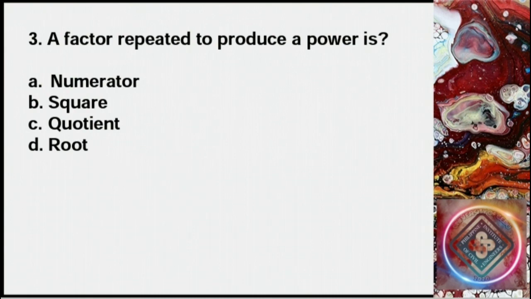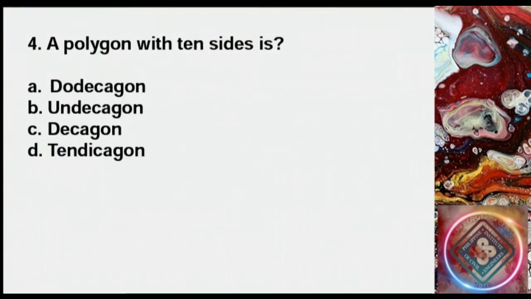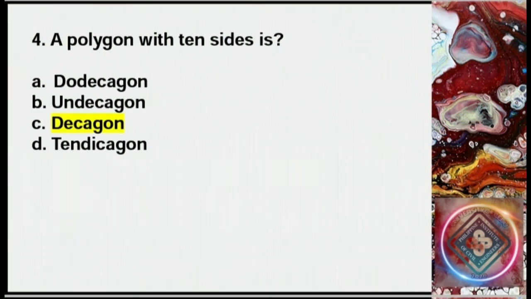Number 3. A factor repeated to produce a power is A. Numerator, B. Square, C. Quotient, D. Root. D. Root. 4. A polygon with 10 sides is A. Dodecagon, B. Ondecagon, C. Decagon, D. Tendecagon. C. Decagon.